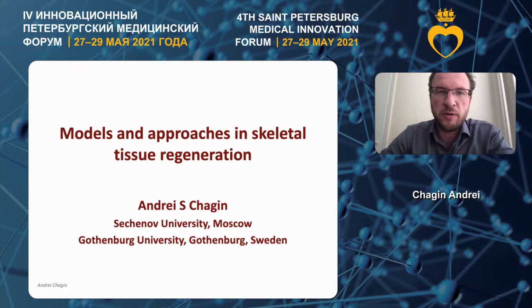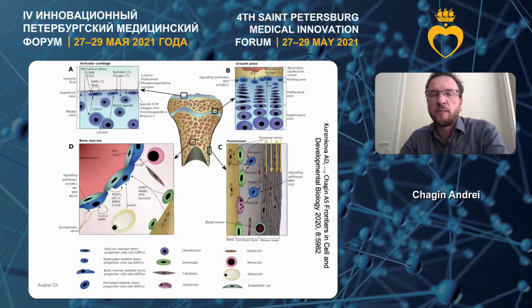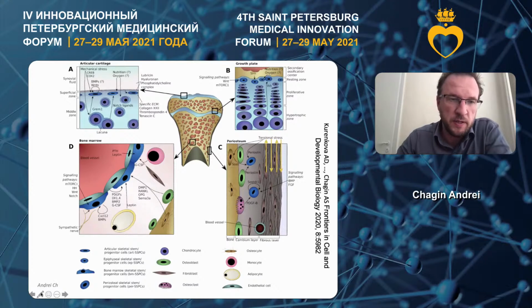First, I'd like to thank the organizers for inviting me to give a talk. I'll talk about models and approaches in skeletal tissue regeneration. As you can see here, there are several stem and progenitor cells located in the skeletal tissue. Here in the bone, you can see that the articular cartilage contains progenitor cells which give rise to articular chondrocytes.